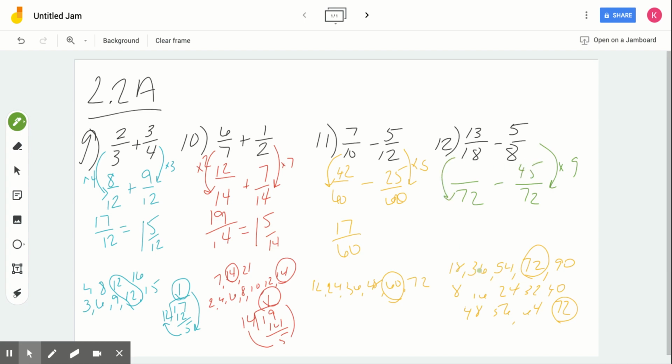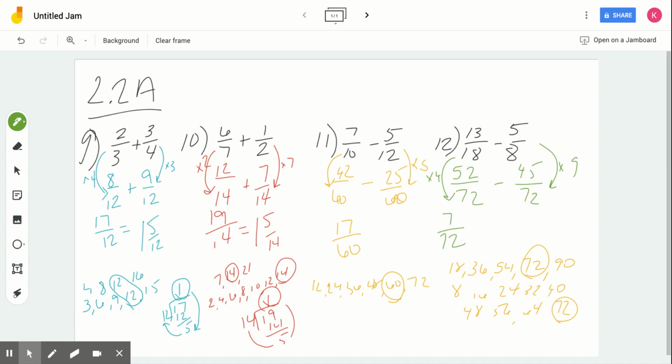18 times 1, 2, 3, 4 makes 72. And 13 times 4 is 52. So 52 minus 45 is 7 over the denominator of 72. Again, 7 is a prime number, so we wouldn't be able to reduce that.